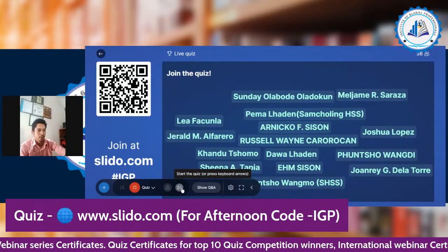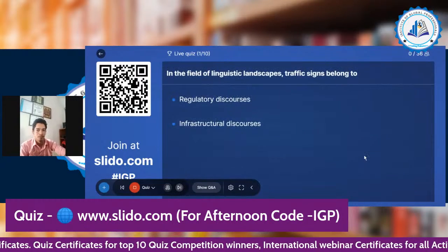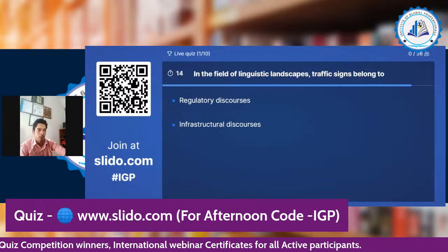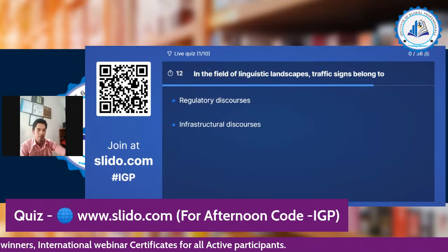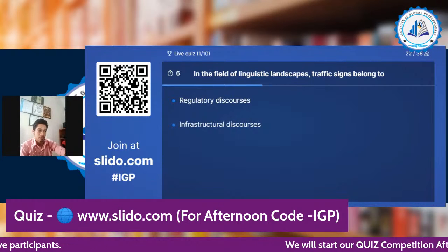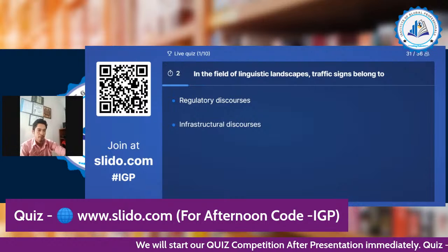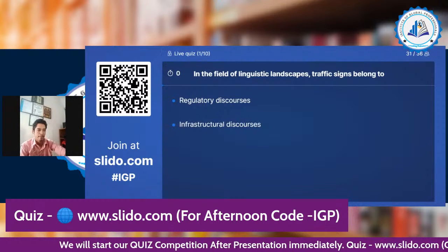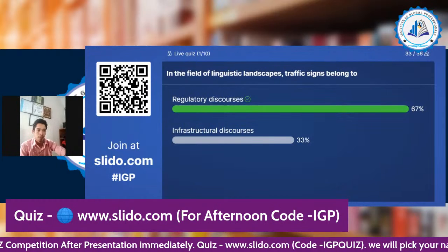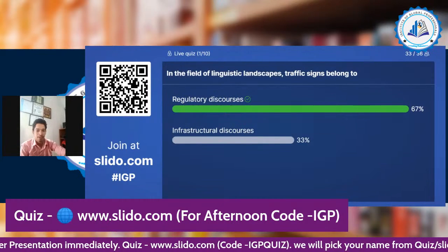Let's restart our quiz competition. Our first question is, in the field of linguistic landscape, do traffic signs belong to regulatory discourses or intertextual discourses? Option number one, regulatory discourses, is the right answer.